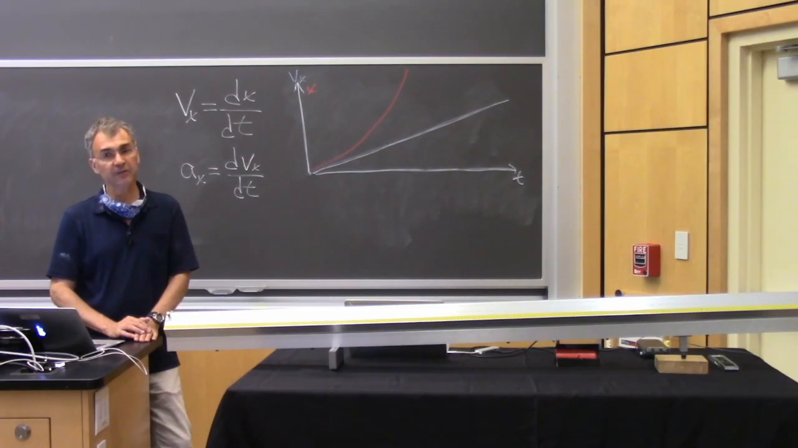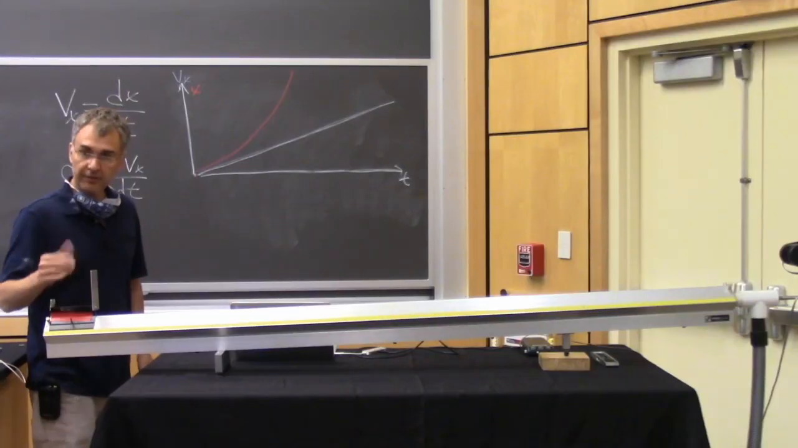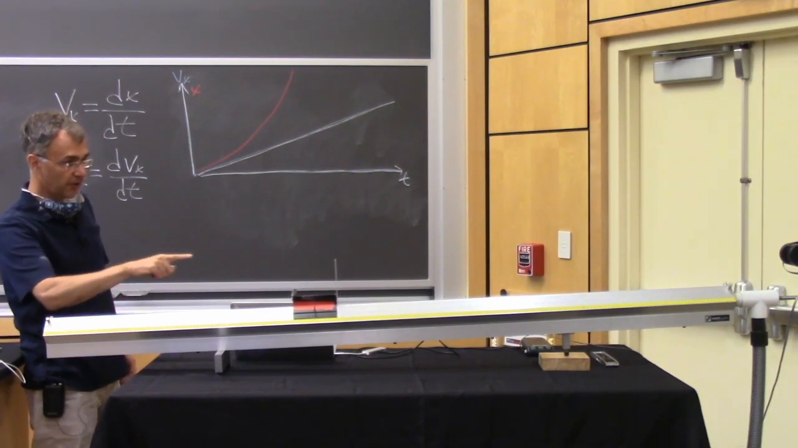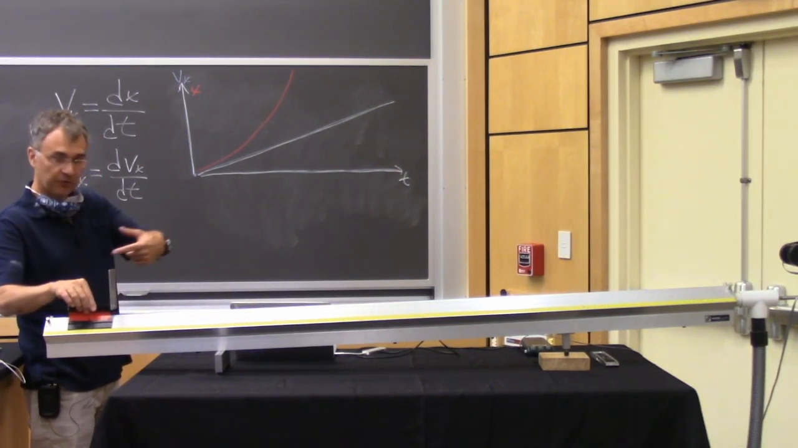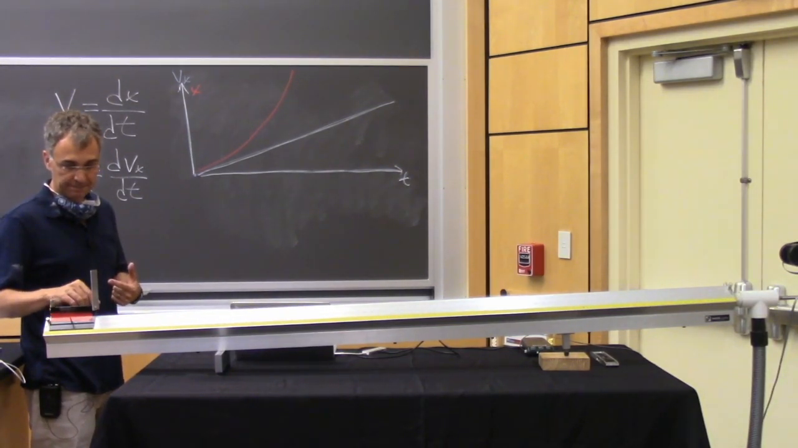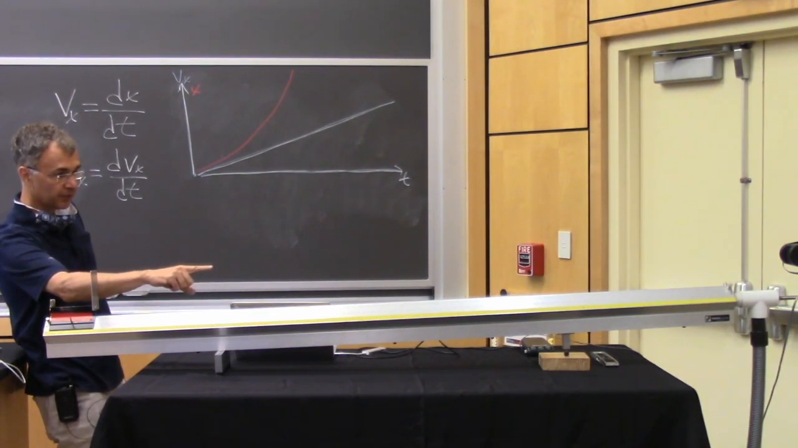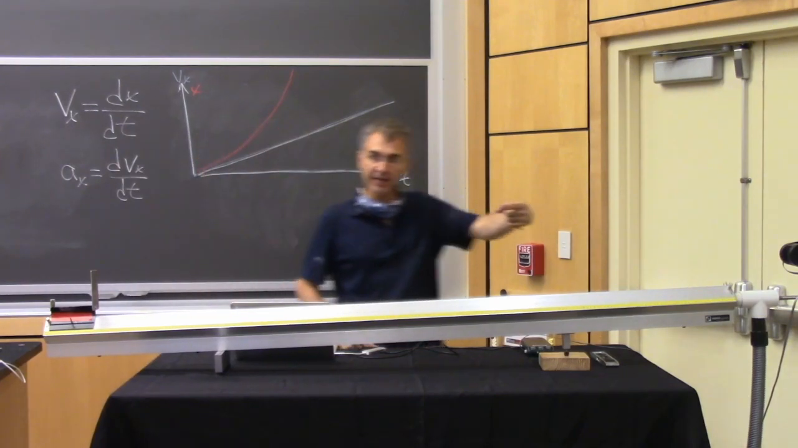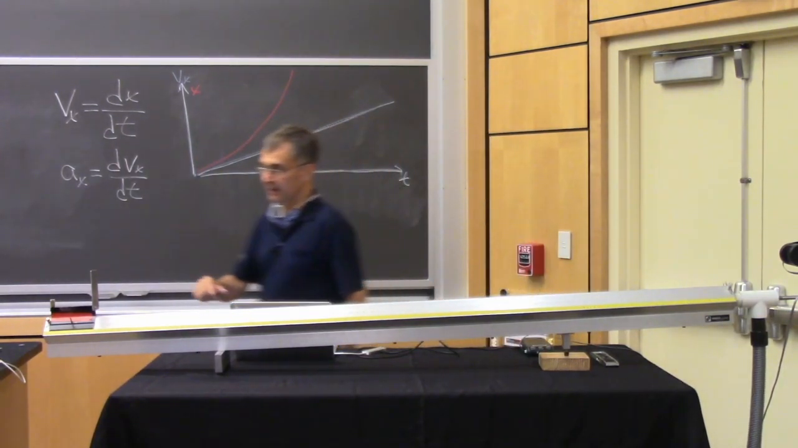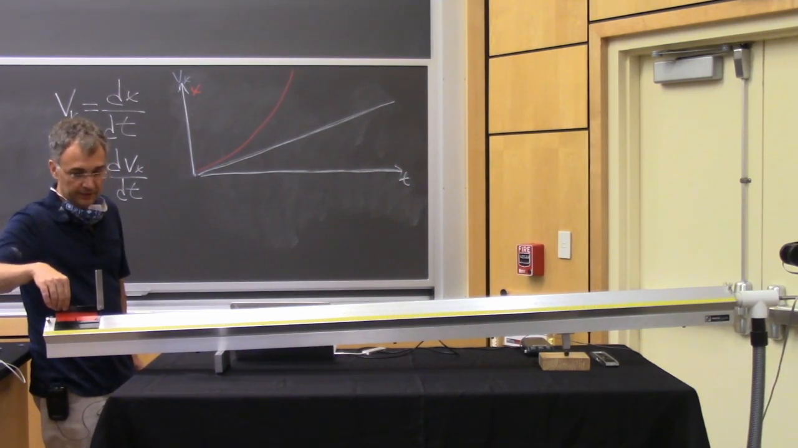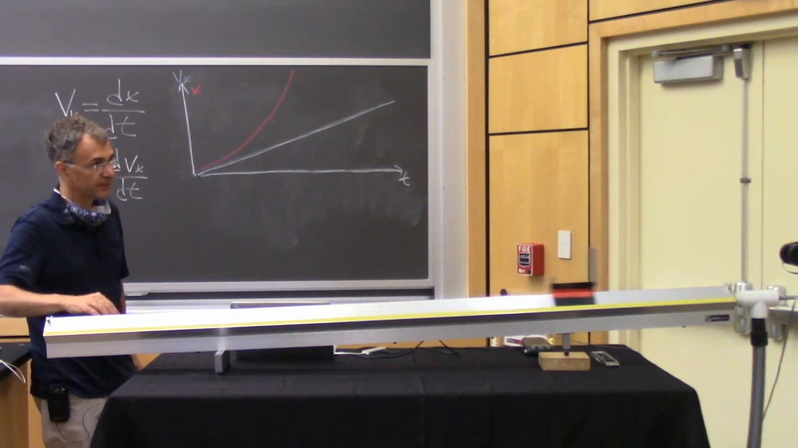So now let me try something a little different. If I give the cart a shove, initially the cart is moving that way, and then it turns around and moves back this way. So initially its velocity points uphill, but the x-axis points downhill. And then it seems like it slows down. It goes less and less quickly.